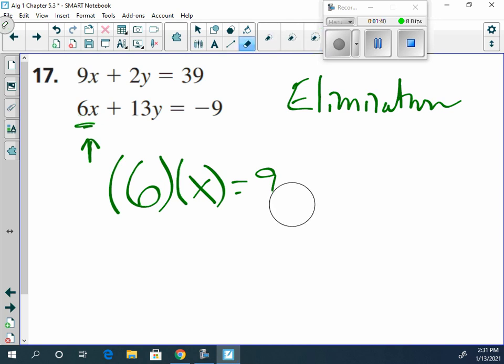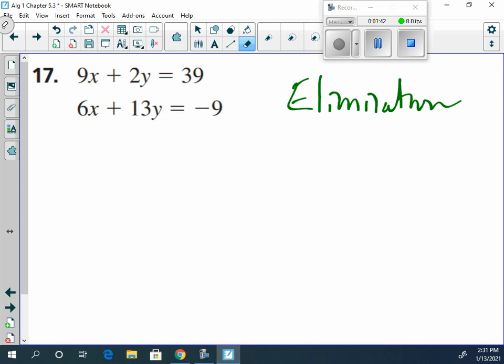The same thing is true with 2 and 13, because there's no number that I can multiply 2 by to get to 13. So this here is the last type that we're going to look at. We want to pick one variable. Let's just say we're looking at x. Now, there are 2 ways to go about this. One way is going to give us smaller numbers. Another way is going to give us bigger numbers, but it's a little bit easier to get to.